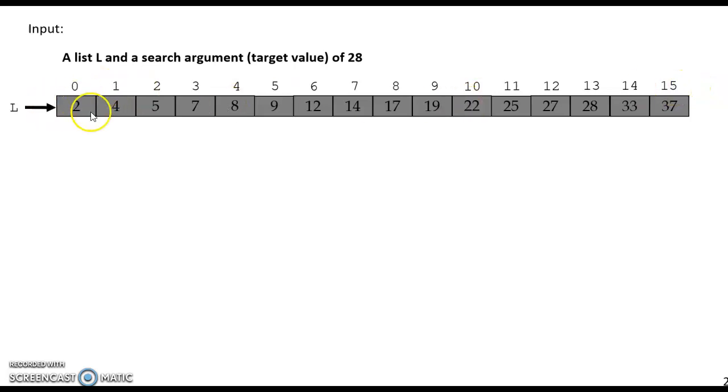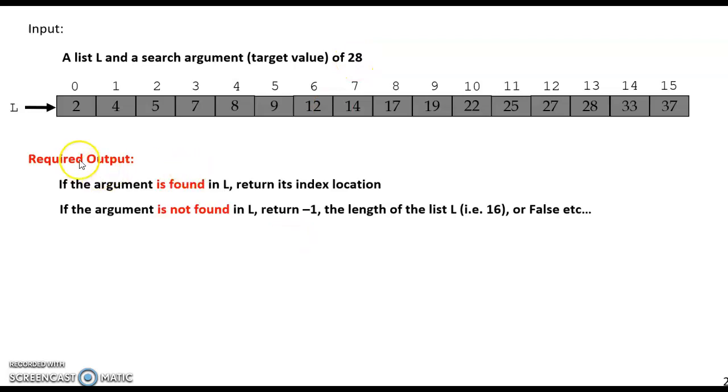And for the binary search, of course, the data set must be in order from the lowest to the highest, and we've done that, or the other way around if you want, but it must be ordered. Our search argument here is 28. So our required output is, if the argument is found in the list L, we're going to return its index location, so where we find it. So we're looking for 28.